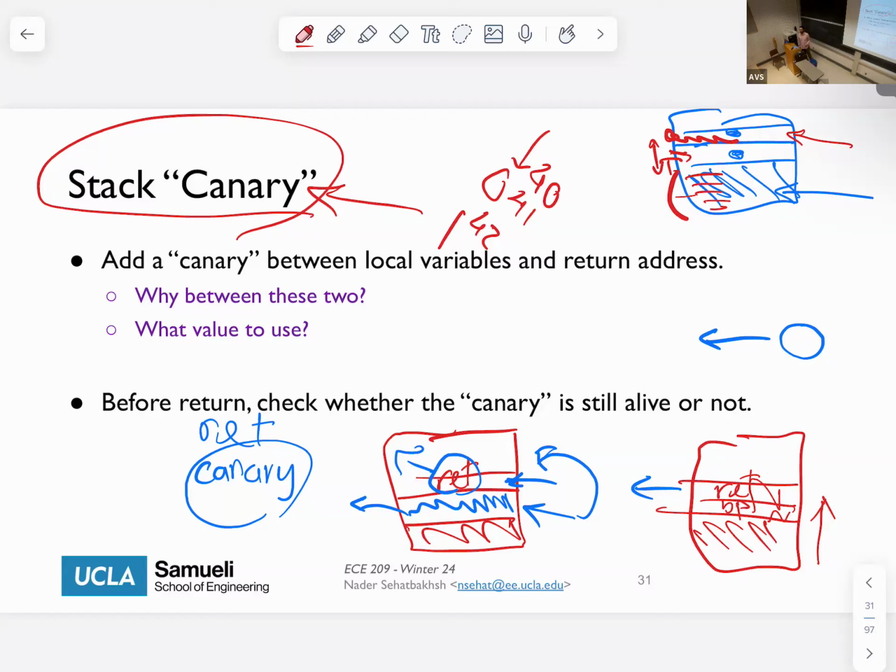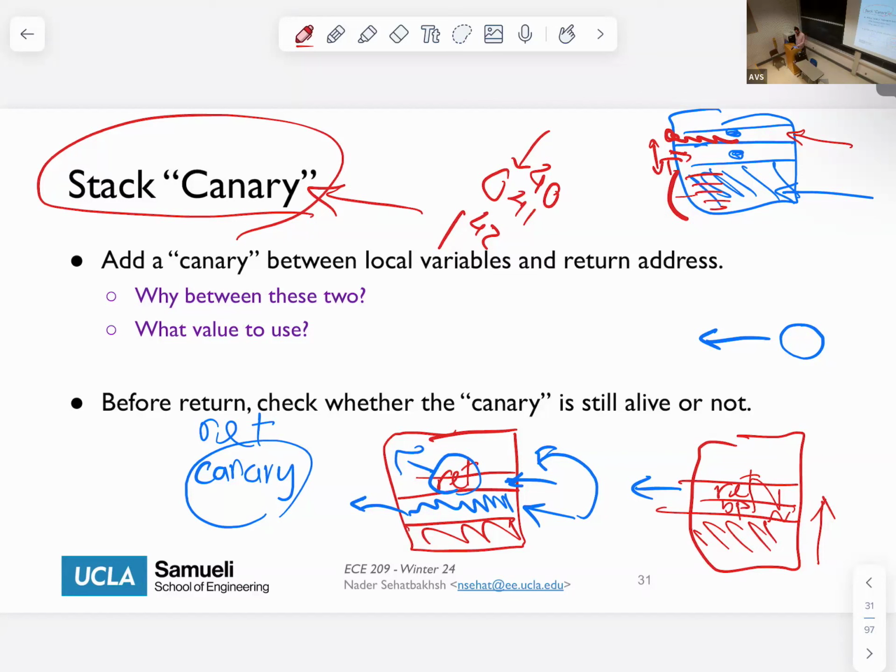Of course, this comes with its own overheads, because now we need a mechanism to check the canary each time that we are doing a return. We need a mechanism for generating these canary values and so on and so forth. So there are additional things that need to be done that many systems don't have.